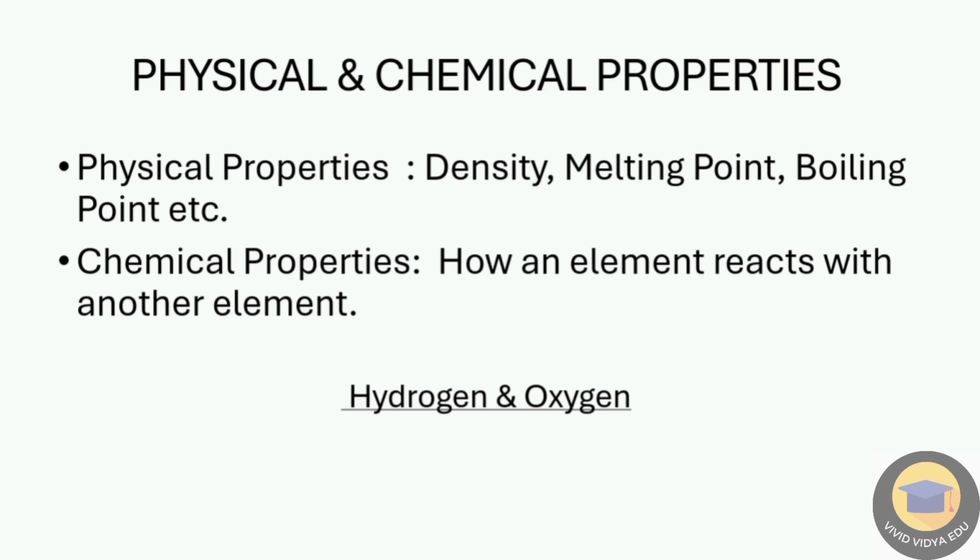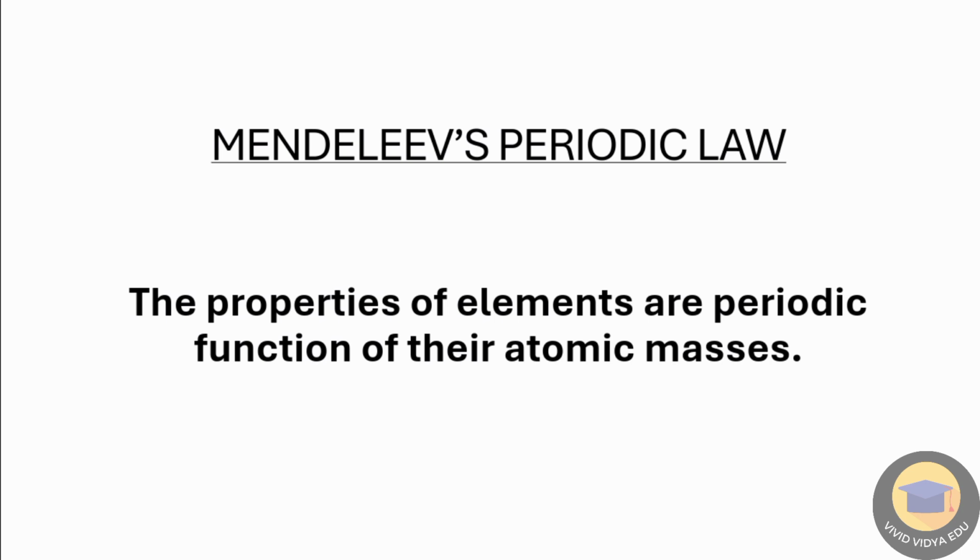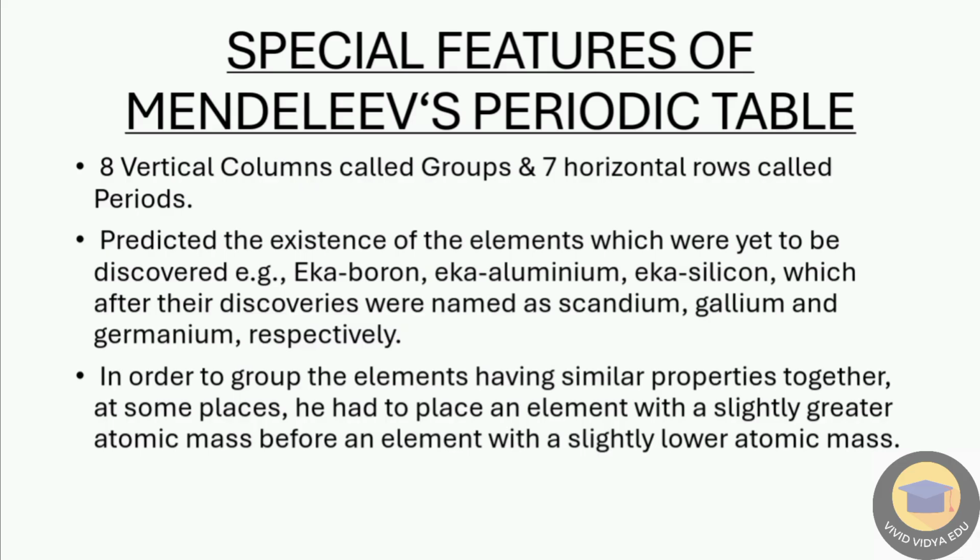Now let's take a look at Mendeleev's periodic table. He observed that the elements with similar properties fall in the same vertical column. These vertical columns are called groups, and horizontal rows of elements are called periods. On this basis, he formulated his own periodic law, which states that the properties of elements are periodic functions of their atomic masses.